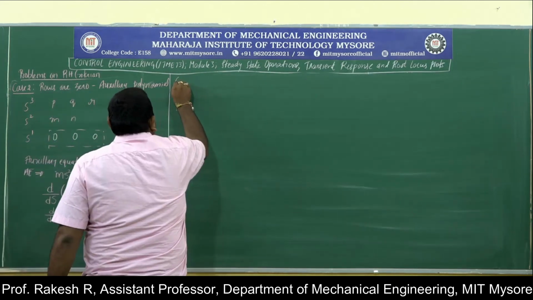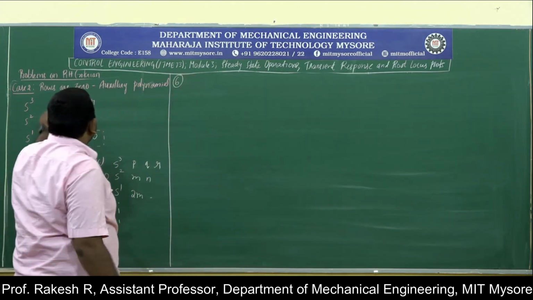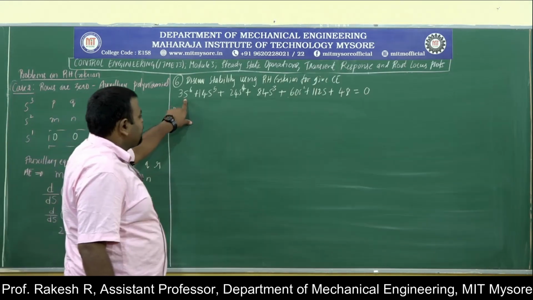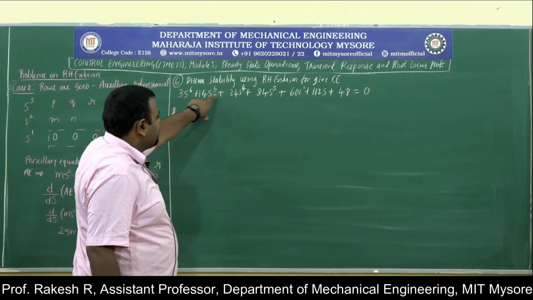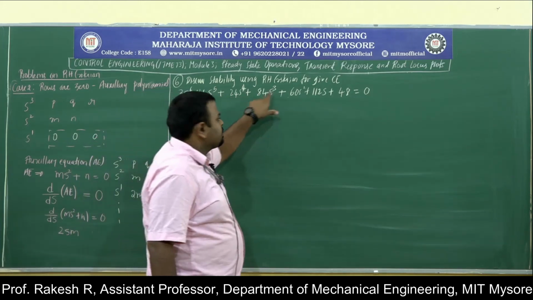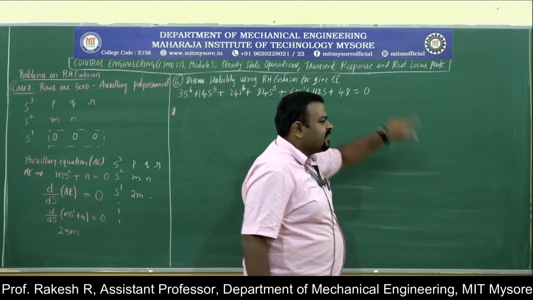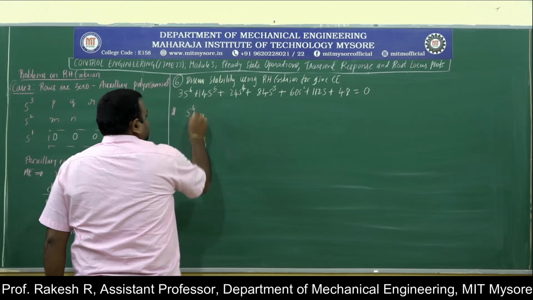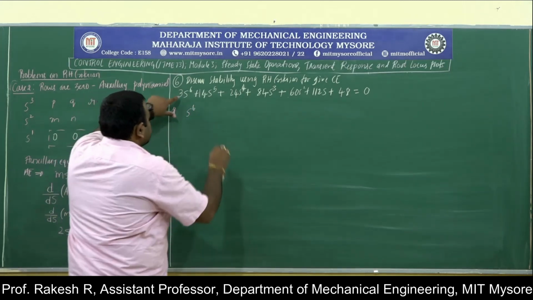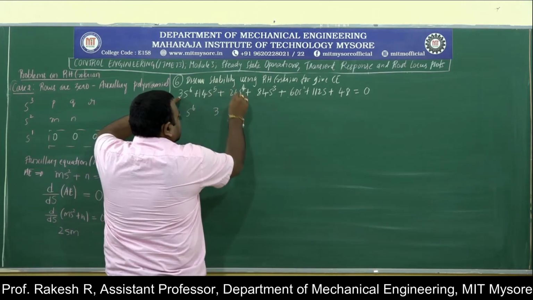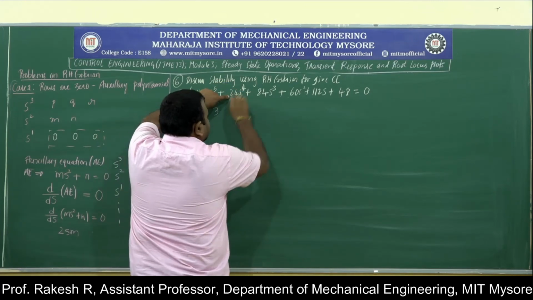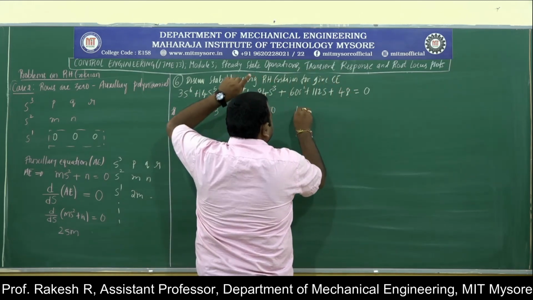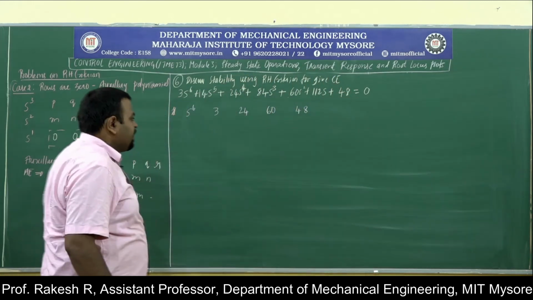Let us solve one more problem, which is problem number 6, having a 0 in the row. See: 3s to the power of 6, 14s to the power of 5, 24s to the power of 4, 84s cubed, 60s squared, 112s plus 48 equals 0. Let us write the given equation. First I will write the coefficients: s to the power of 6 is 3. The next decreasing power is s to the power of 4, 24. Then s squared, which is 60. Then s to the power of 0, the constant, 48.